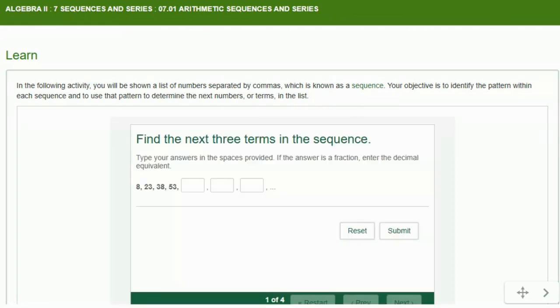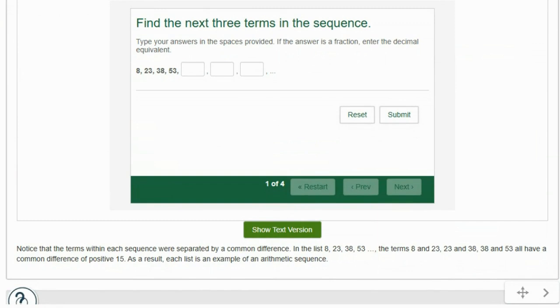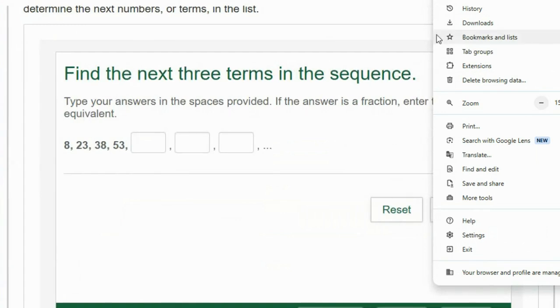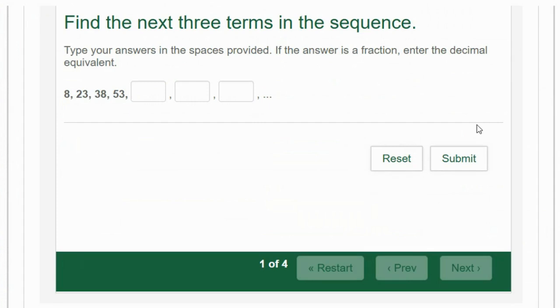All right, we have a little activity right off the bat. I'm going to have the chat window open. Tell me the next 3 terms in this sequence. So this is our arithmetic sequence: 8, 23, 38, 53, something, something, something. What are those 3 somethings? I'm going to make this a little bigger on the screen because I want you to be able to see it. I know sometimes it's hard to see on the presentation. By the way, my presentation allows me to zoom in. I don't know if yours does or not, but I could actually zoom in on the presentation.